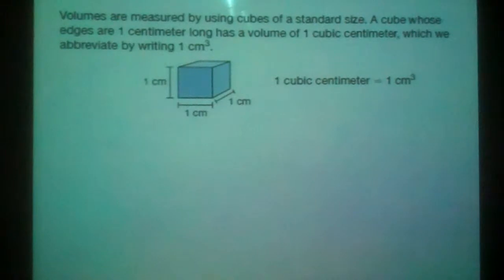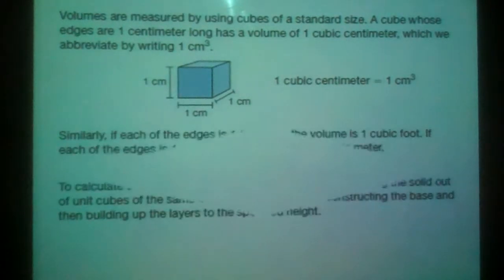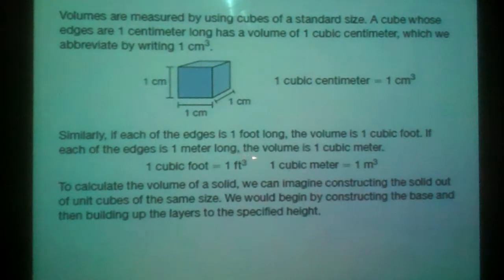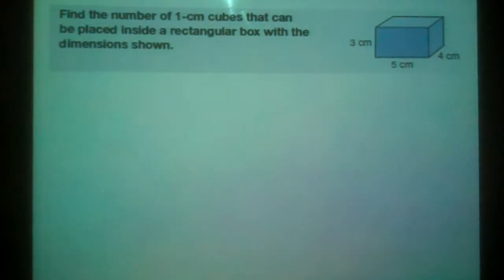Alright, this is just mainly to show, just like what we just did, counting each cube. It says volumes are measured by using cubes of a standard size. So a cube that has edges of 1 centimeter has a volume of 1 cubic centimeter, which we abbreviate like this. Centimeters to the 3rd power. Alright? So area, we talked about square units, now we're talking about cubic units for volume. So similarly, if we had 1 meter for a cube, it'd be 1 cubic meter. 1 foot would be 1 foot cubed, or 1 cubic foot, sorry. So just to know that we're using cubic units.